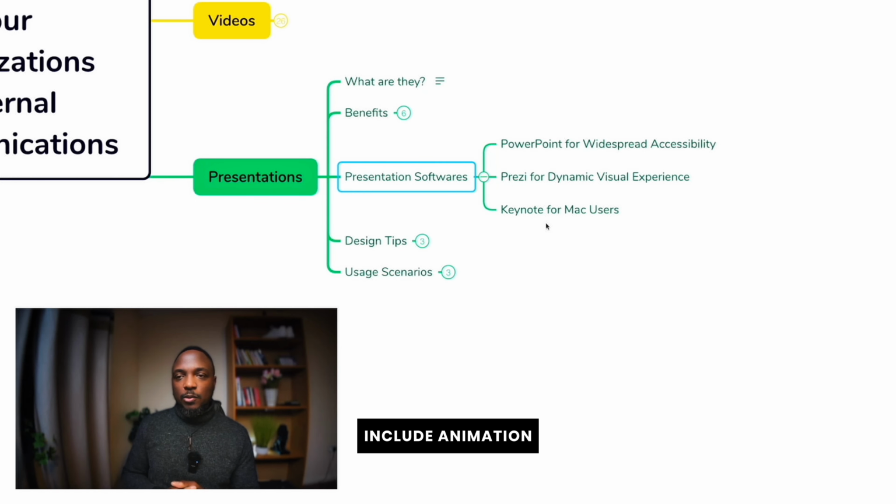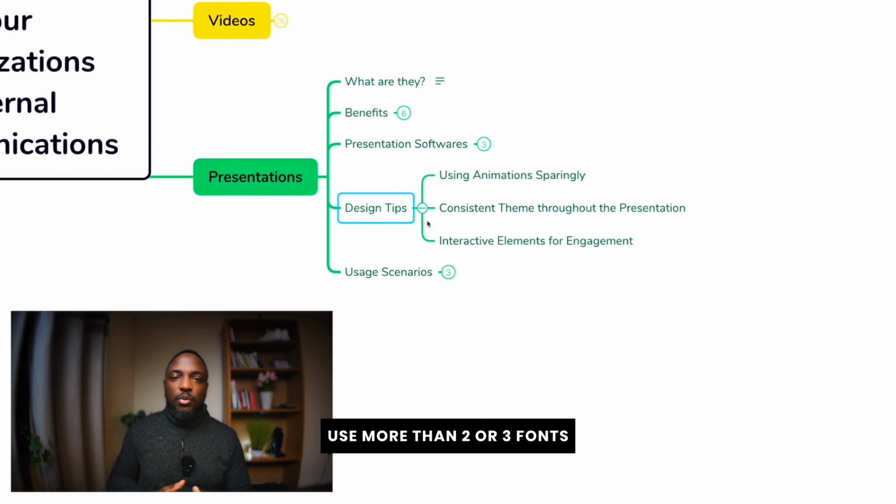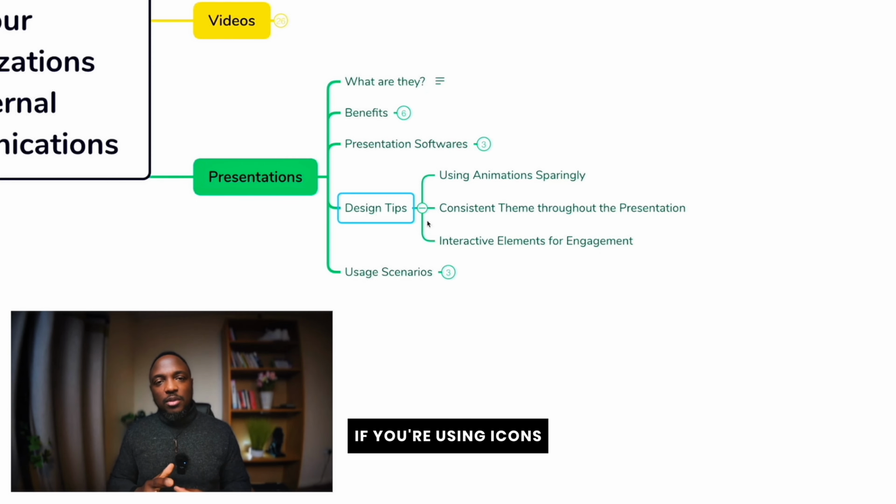Just try to keep it simple. Use the animations very sparingly. Just like I said when I was talking about infographics, try to use a consistent theme throughout the presentation. So if you're using colors, don't use more than 2 or 3 throughout the presentation. If you're using fonts, don't use more than 2 or 3 fonts during the presentation. If you're using icons, the type of icons you use, let them be consistent.